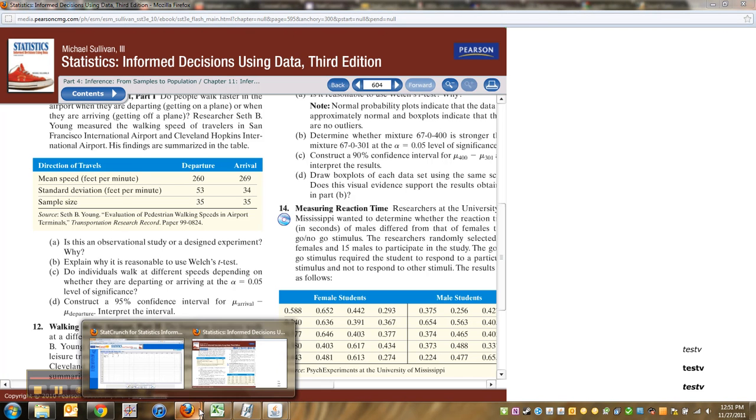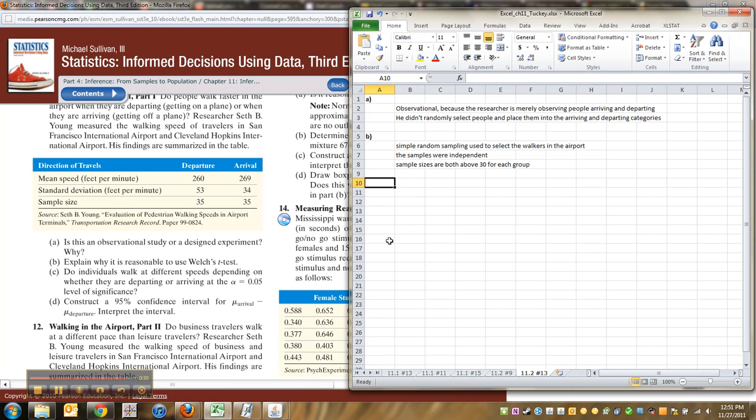So let's write out the hypotheses before we end this video. So step 1, the null would be that the mean for arrivals is equal to the mean for departures. And the alternative to that would be that they're not equal because we're just interested in difference. They don't specify which difference.